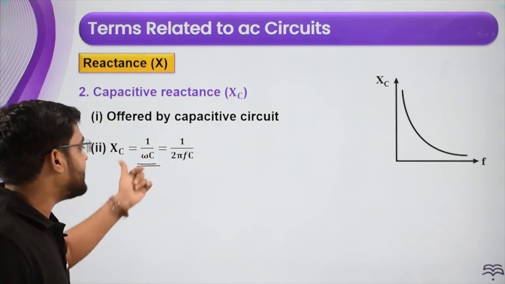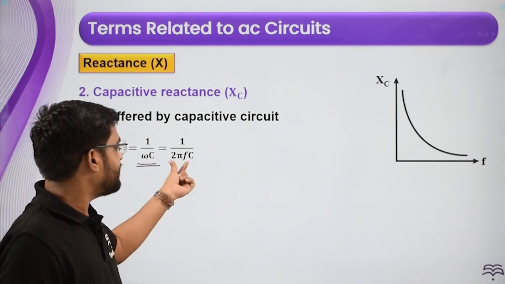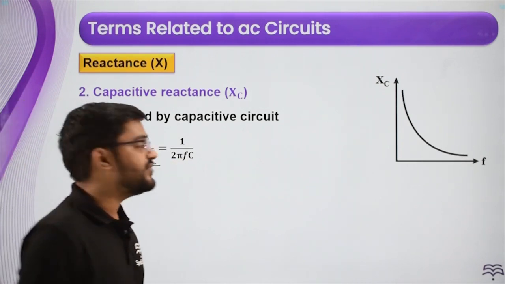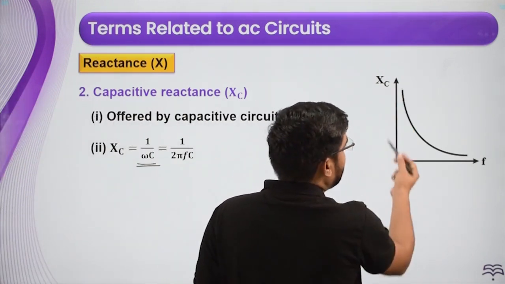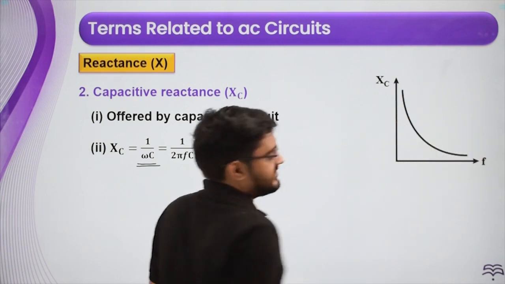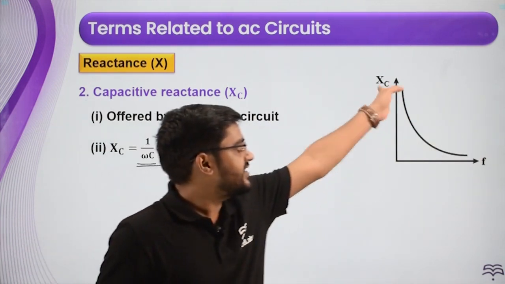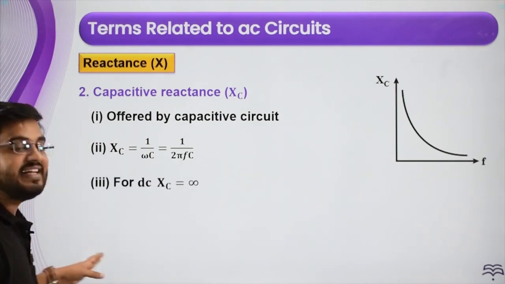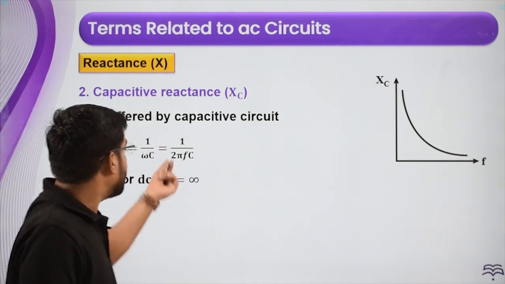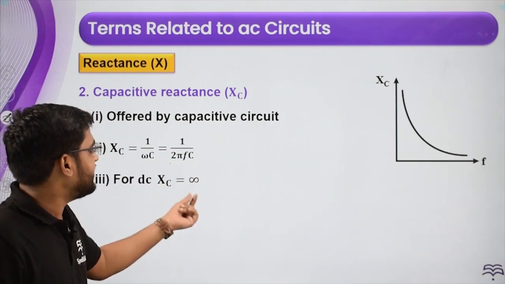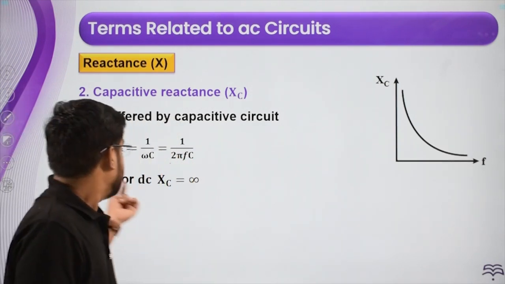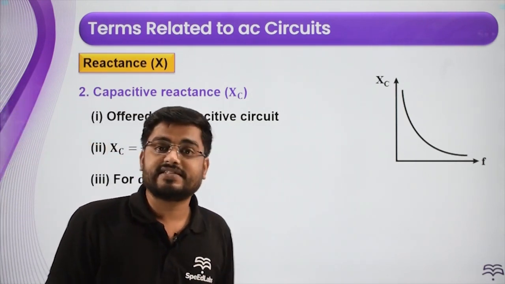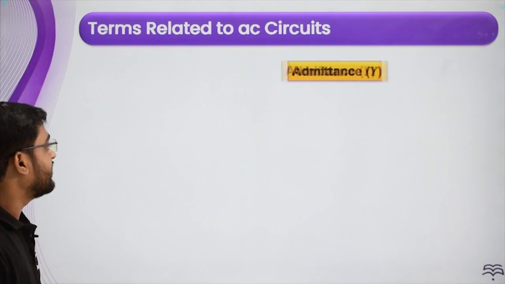So XC is 1 by C omega, and omega is 2 pi f, so it is 1 by 2 pi f C. And if you see, XC is inversely proportional to frequency. So when we make the graph of XC versus frequency, we get a hyperbola. And the last point is, for a DC circuit, the frequency is 0 and 1 upon 0 becomes infinite. So for a DC circuit, the capacitive reactance XC is basically infinity.